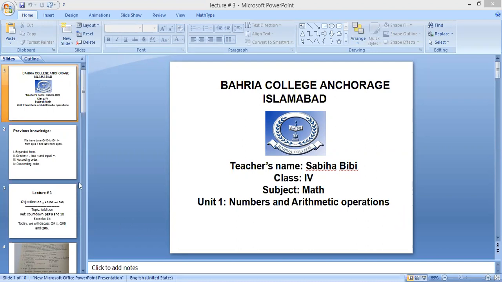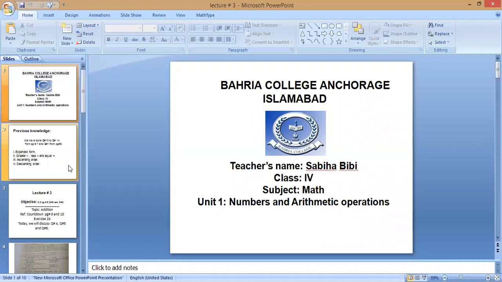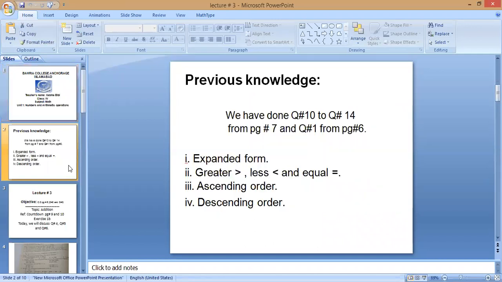Okay, now come to the previous knowledge. In the previous lecture, we did question number 10 to question number 14 from page 7 and question number 1 from page 6. You have learned expanded form. What is the expanded form? Expanded form is actually the place value of each digit with zeros and mention plus.